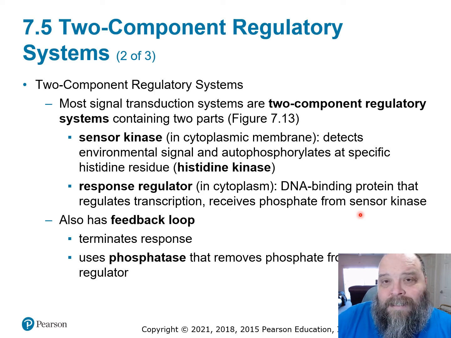And with all things signaling and response, that's done in response to something, you have to have a way to reset the system. And we find that feedback loops are the best way. Either the ultimate gene product or some intermediate will terminate and reset the regulator, reset the sensor. Usually this is done with phosphatases that will remove the inorganic phosphate group from the regulator and the inorganic phosphate group from the sensor kinase.